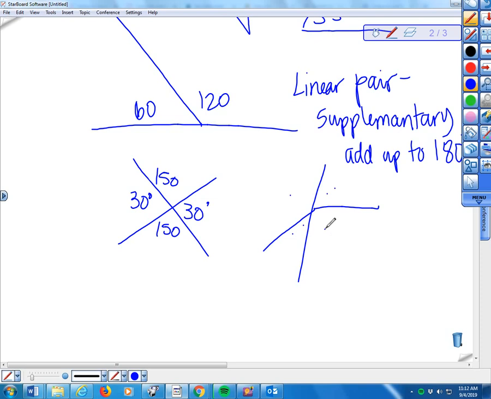Don't they all equal 360? Uh-huh, that's the only thing. They all equal 360.